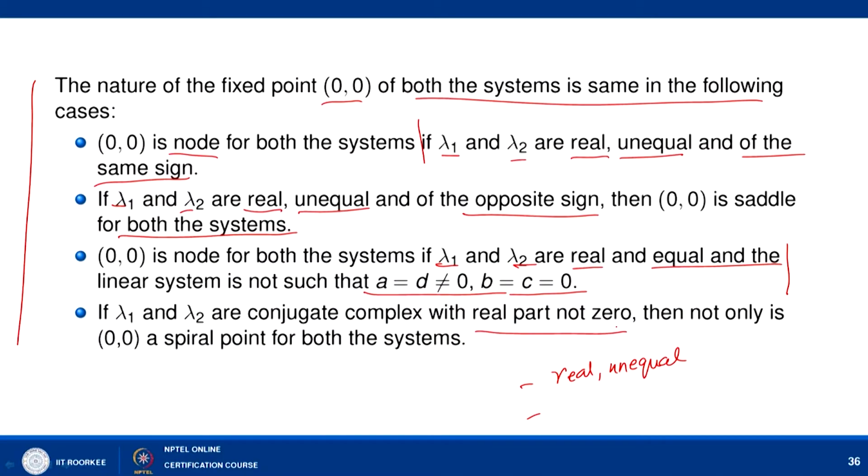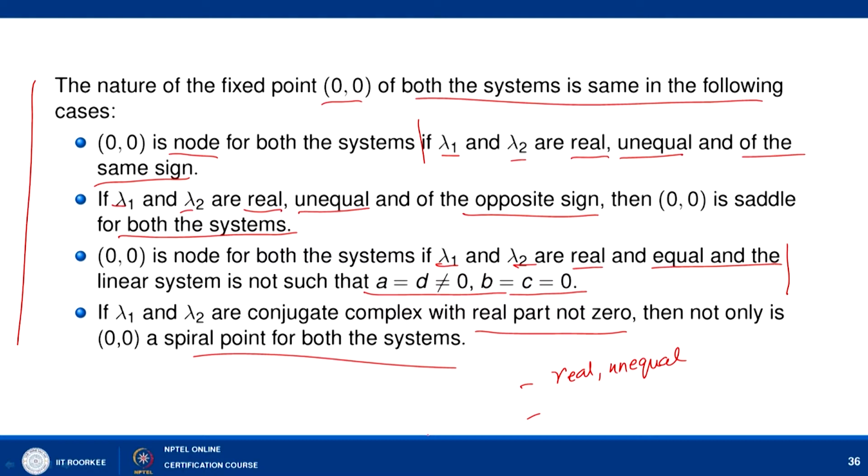And the last case is that if lambda 1 and lambda 2 are complex conjugate with a real part not equal to 0, that is case 4, then (0, 0) is a spiral point for both the systems. And if you look at these things, we have already proved them as a part of the theorem. Here we are just visualizing it.